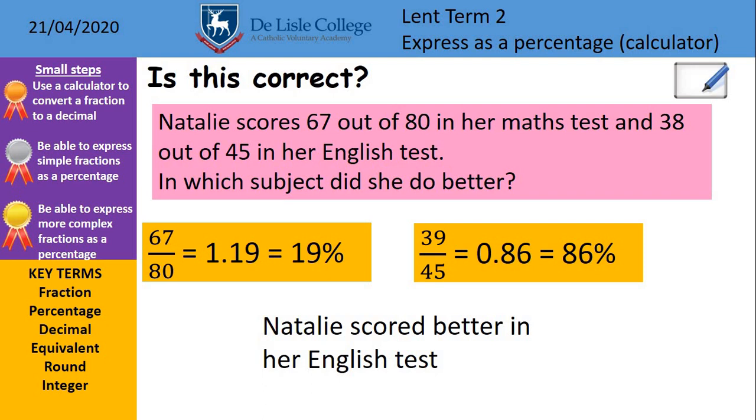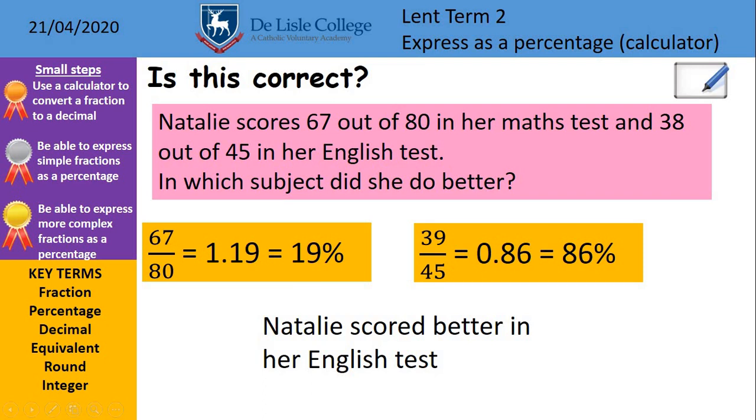Is this correct? Pause the video while you have a look at this question. So Natalie scores 67 out of 80 in her maths test and 38 out of 45 in her English test. In which subject did she do better? So Natalie scores 67 out of 80. This is correct as a fraction, but if you type this into your calculator, it doesn't come out as 1.19, it comes out as 0.8375. So they've done 80 divided by 67 to get this incorrect here. So this should have been 83.75%.